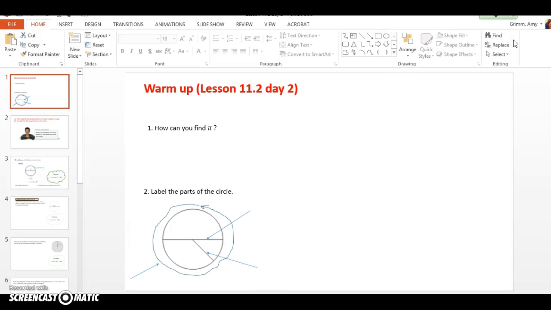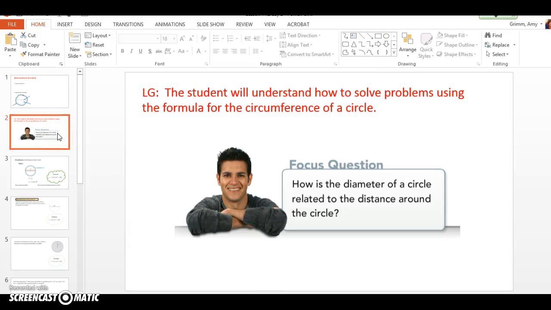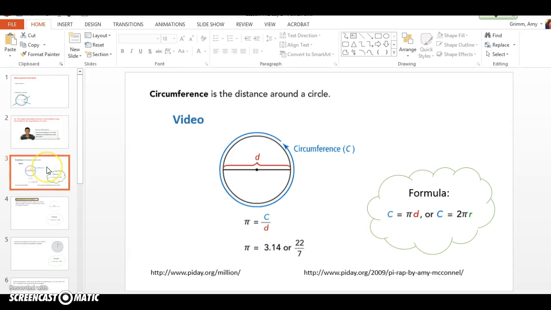All right, learning goal for today. The student will understand how to solve problems using the formula for circumference of a circle. So now we're just going to get into using the formula now that we understand where pi comes from. Okay, all right. So let's look again at what we did yesterday.